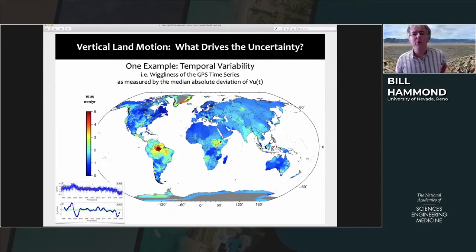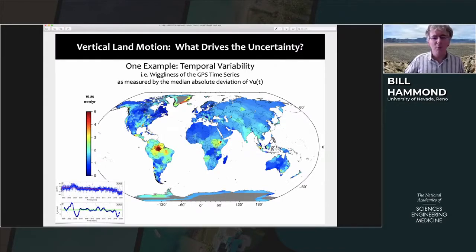Okay, so one thing we would really like to know is whether the vertical land motion that we're sensing is going to be a long-term process or whether it's highly variable over time. Can we depend on it to continue at that rate over the period of projections? So I showed you before how I used the GPS time series to come up with a time series of velocity. We can assess the stability of a GPS station and how much the vertical land motion varies over time by looking at the GPS data itself and developing statistics on the velocity time series.